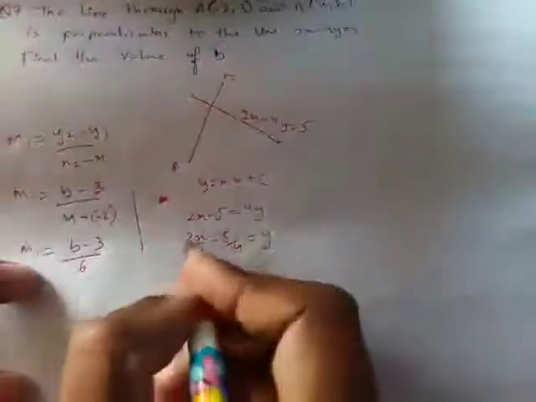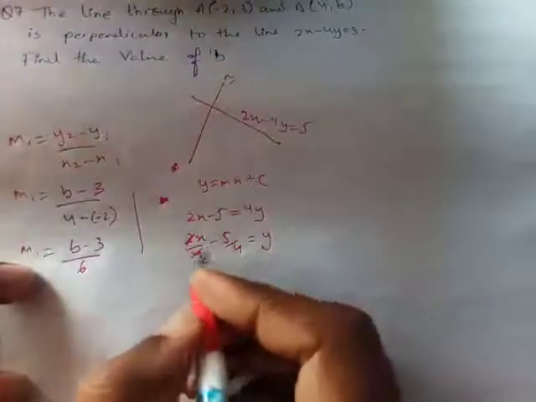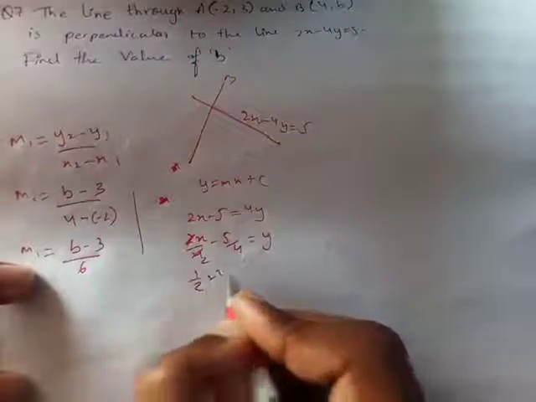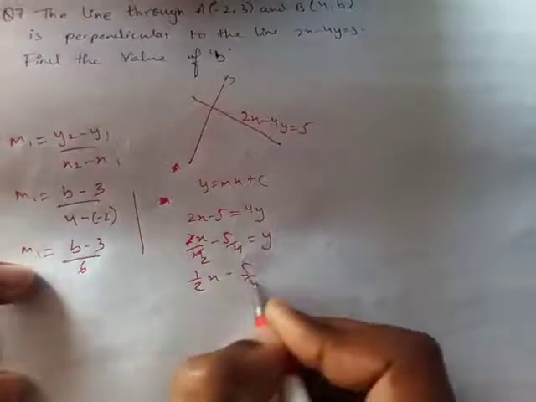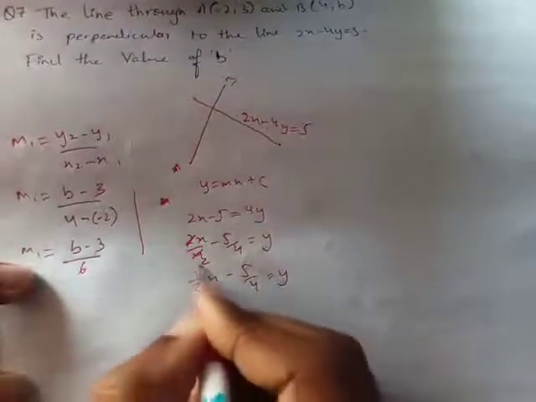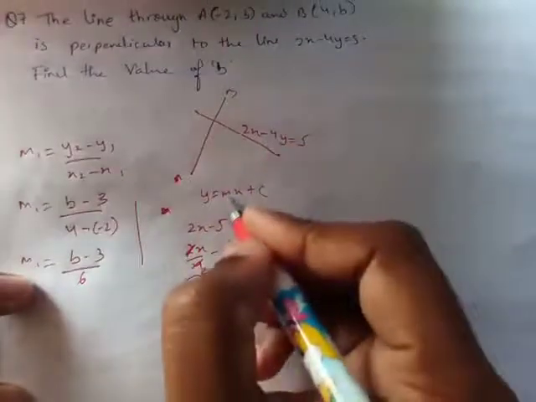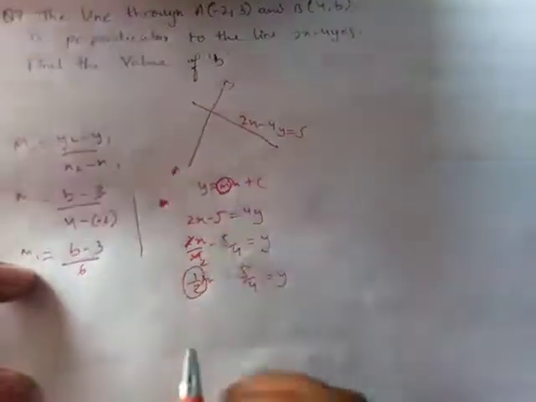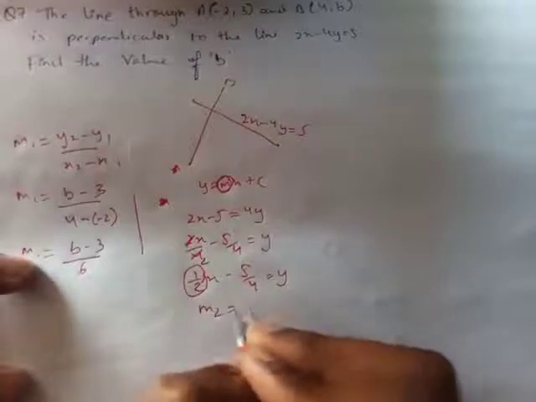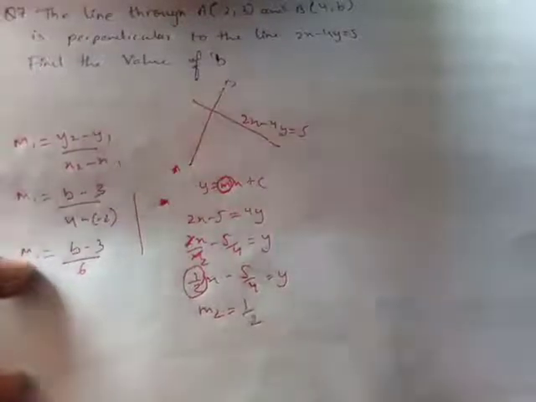So this is going to get cancelled out. So whatever the coefficient of x is, that is my m. So what is the coefficient of x? If you look here, whatever the coefficient of x is, that is my m. So what is my m2? M2 is going to be 1 upon 2.